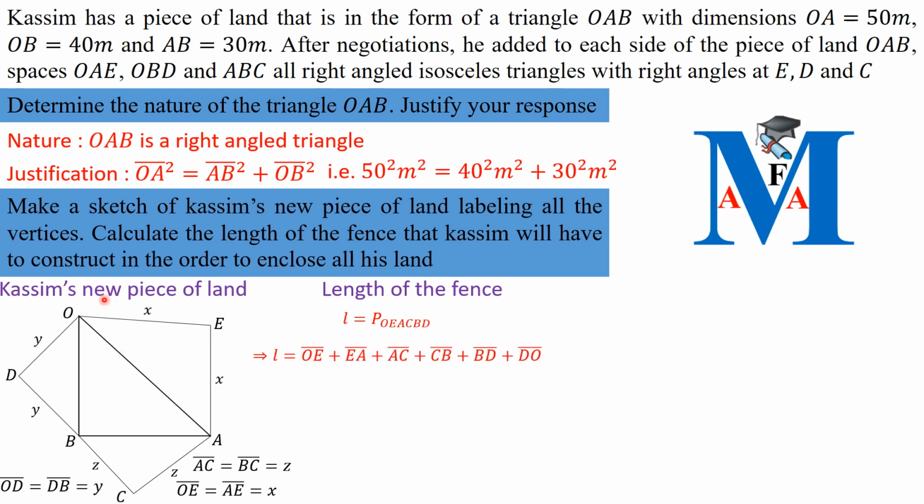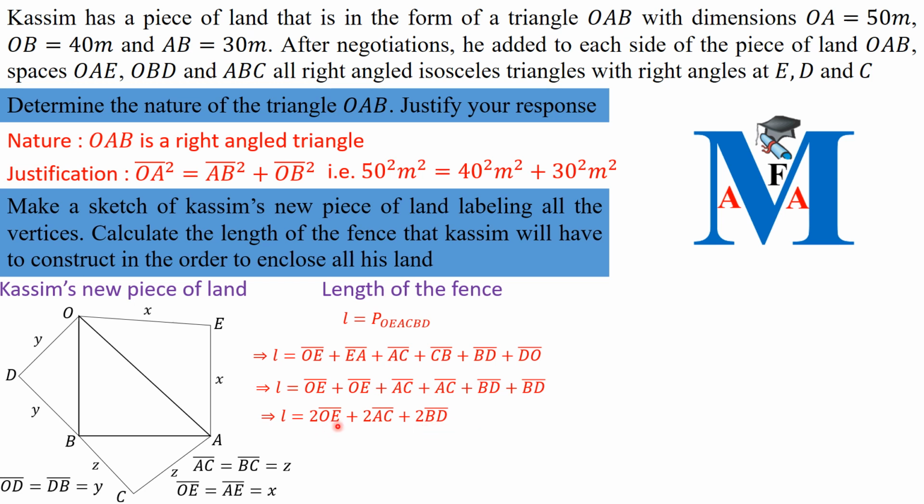So the length is going to give us OE plus EA plus AC plus CB plus BD then plus DO. Now previously we have seen that OE and EA are the same, so I just replace EA with OE. Now we have also seen that AC and CB, or BC, have the same length, so I can replace CB with AC. And finally we also saw that BD and DO, or OD, have the same length, so I can replace DO with BD. Alright, so adding the first two terms gives me 2 OE, adding the next two terms gives me 2 AC, and adding the next two terms gives me 2 BD.